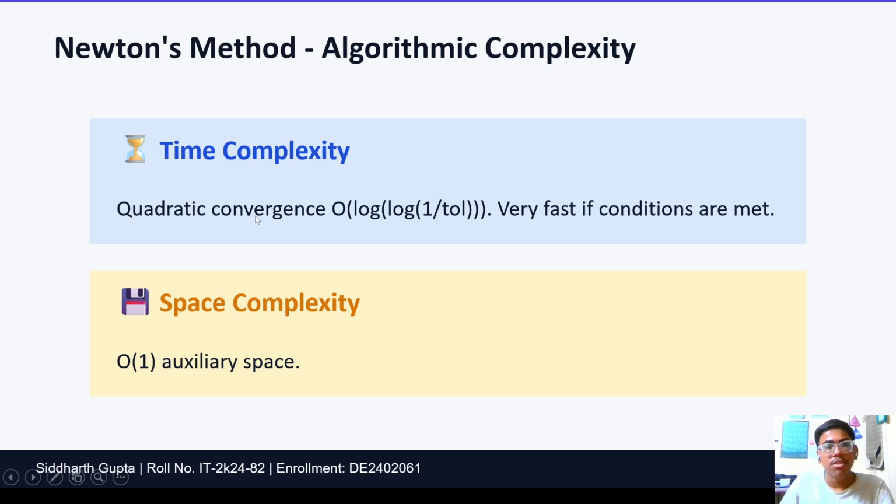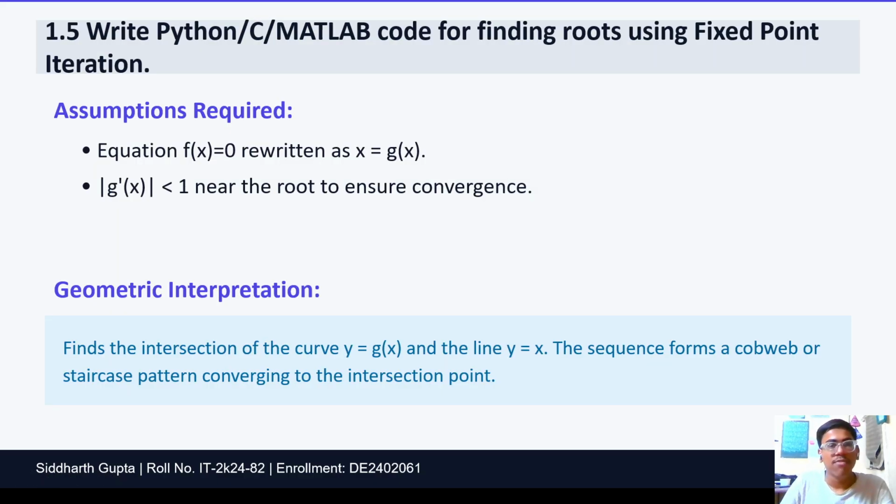It will have quadratic convergence, and the time complexity will be big O of log of 1 by tolerance, and the space complexity will be big O of 1. Moving forward, the Python, C, MATLAB code for finding roots using fixed point iteration. For fixed point iteration, the assumptions required are that the function can be written in the form x is equal to g(x), and the modulus of g dash of x is less than 1 near the root to ensure convergence.